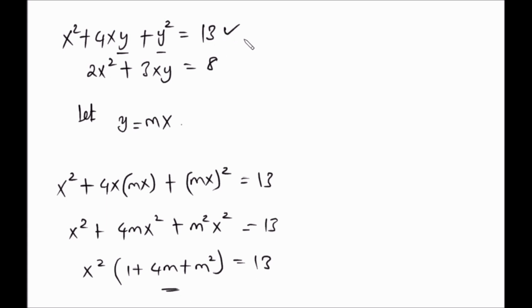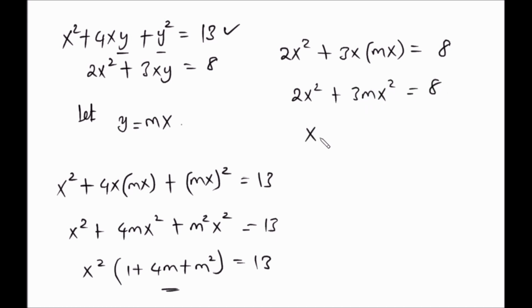You see, hii ndio hii ya kwanza. Similarly ya pili kwenye y tuweke mx, kwa itakuwa ni x squared plus 3x times mx sawa na 8. Kwa hiyo itakuwa ni 2x squared plus 3mx squared sawa na 8. Again nikifactor x squared, ndani tabaki na 2 plus 3m sawa na 8. Umeona hapa tumefactor out x squared kwenye hii ya pili na hapa tulifactor out x squared kwenye ile ya kwanza.